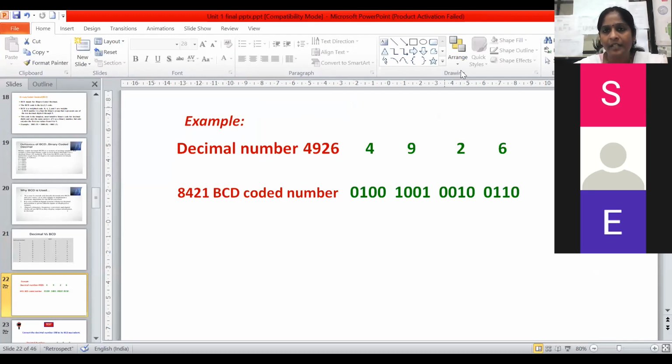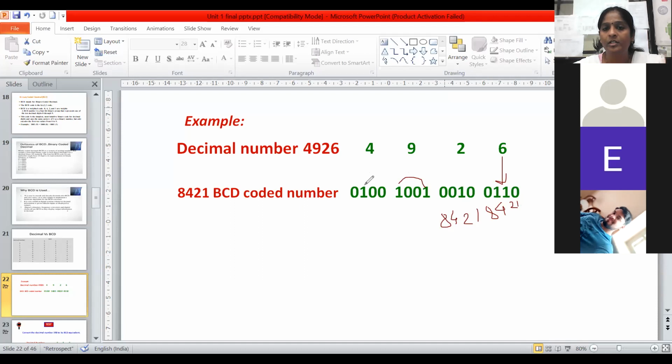Do you understand? Addition. Okay, 6 is there. 6 means 1, 2, 4 and 8. 4 plus 2, 6 is there. 1, 2, the weightage of this is 4, the weightage of this is 8. Then 2 is there. Okay, then 9 is there. 8 plus 1. 4 is there. Yes, only 4 is there. So 0, 1, 0, 0.